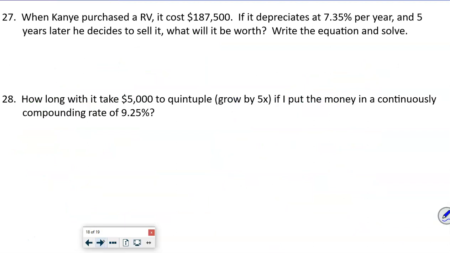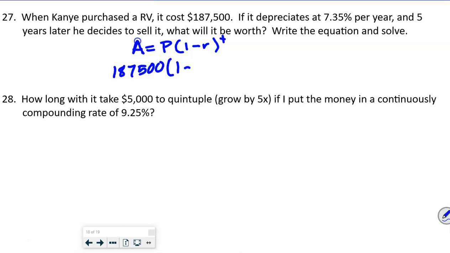So this one says, when Kanye purchased an RV, it cost $187,500. If it depreciates at 7.35% per year, and 5 years later he decides to sell it, what will it be worth? So this one, if you remember, is going to be A, and we're going to take our starting amount times 1 minus our rate times time, okay? So that's going to be 187,500 times (1 minus 0.0735) to the 5th power, okay?